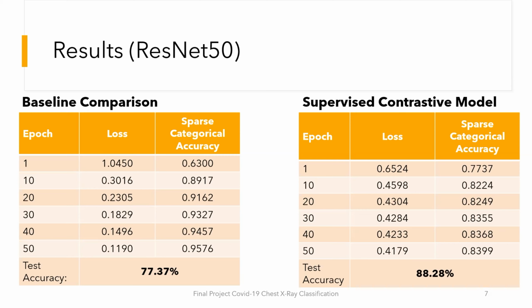And on the right here, this graph is showing the classifier that's trained with the frozen encoder weights. So this is me training the supervised contrastive model after pre-training the encoder. And I trained it on the same amount of epochs. Here the losses went down over time, as well as the sparse categorical accuracies went up. And it actually achieved a higher test accuracy than the baseline comparison, which would indicate that using this supervised contrastive model, it was actually able to perform better and make better use of the labeled data.